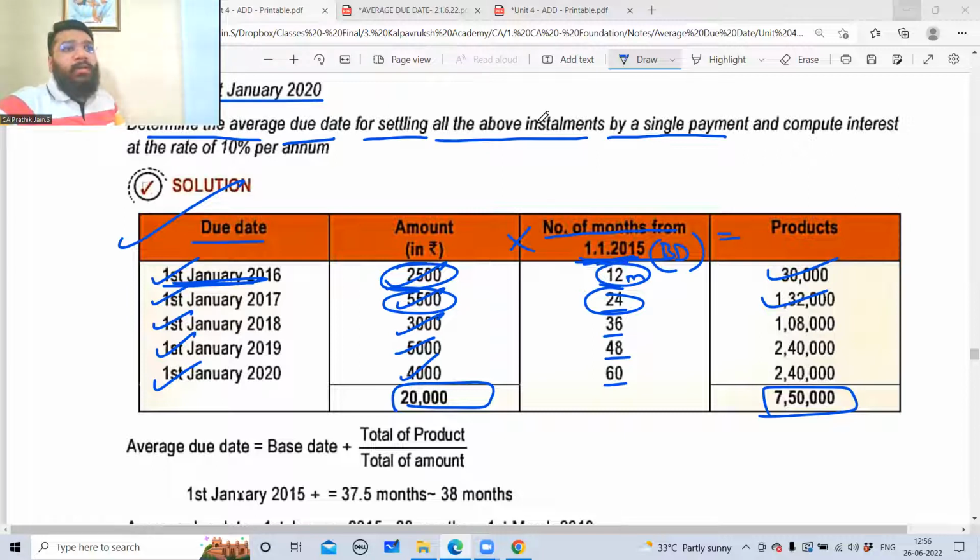This is a sure shot question coming from this chapter. 5 marks question, 100% will come from this chapter. Total product is 7,50,000 rupees. Are you all getting it?